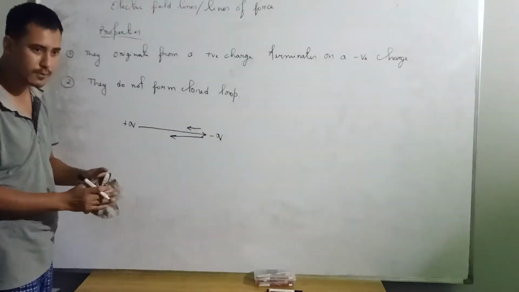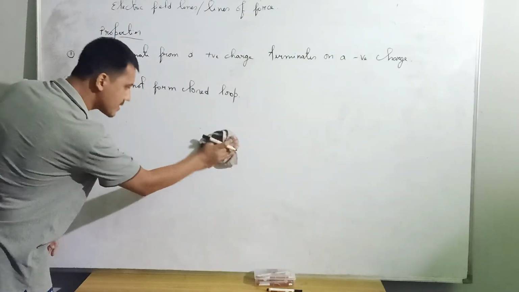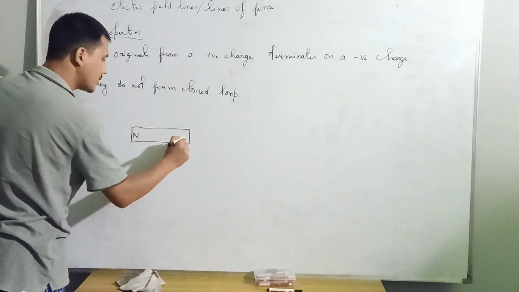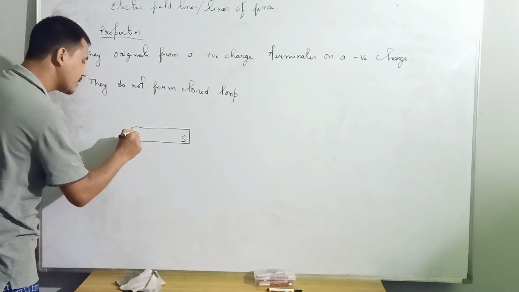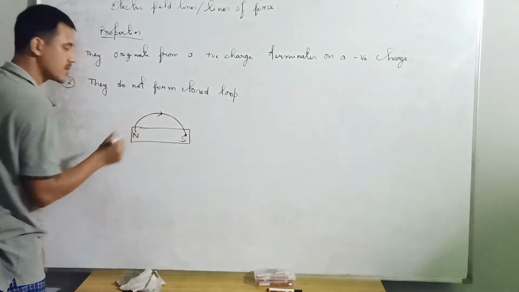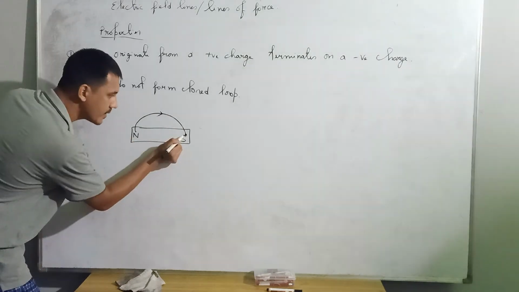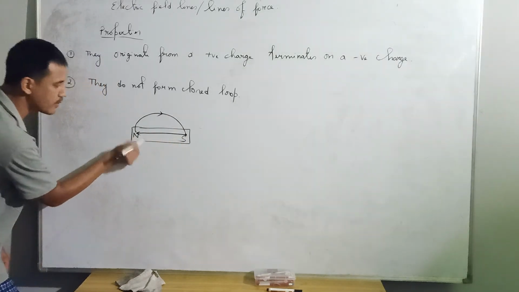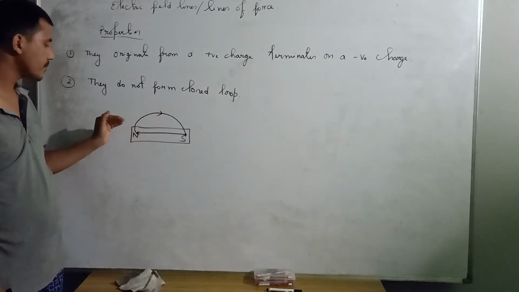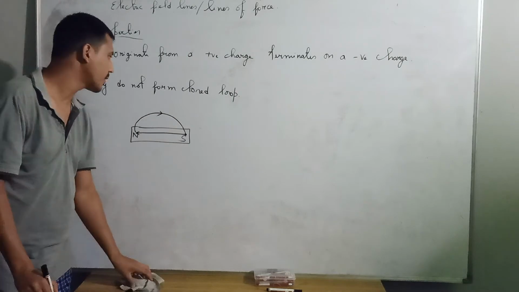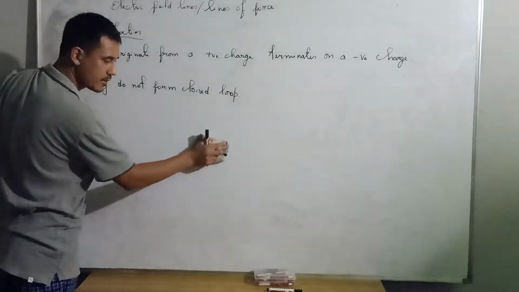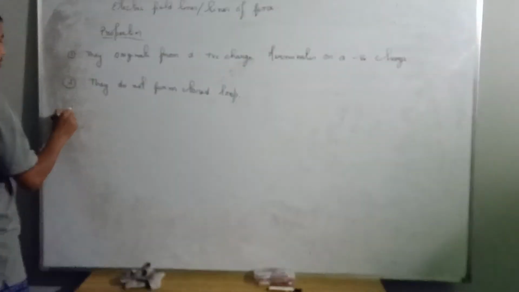Magnetic field lines, they form a closed loop, you see. This is your bar magnet. This is your North Pole, this is your South Pole. The magnetic field lines originates from the North Pole and goes towards the South Pole, right? Inside the magnet again, from the South Pole, it will go to the North Pole. Inside the magnet. So they form a closed loop here. But for electric field, they do not form any closed loop. Okay.